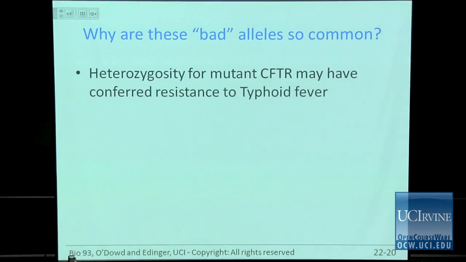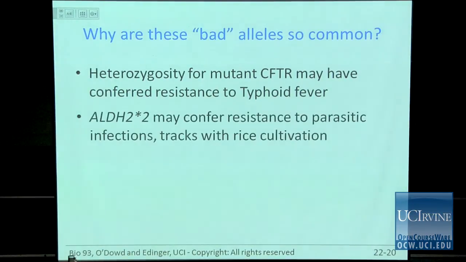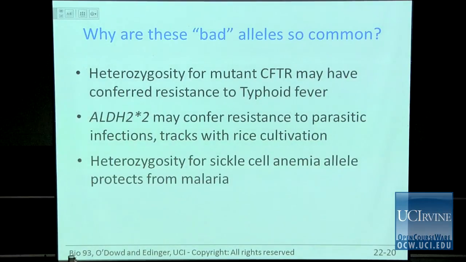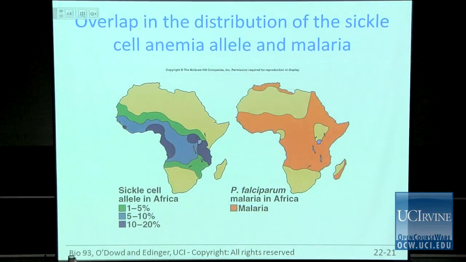So why are bad, nasty alleles like this so common? That doesn't make much sense, right? What happened in natural selection? Well, it turns out that heterozygosity for CFTR mutations may have been helpful back when there was typhoid around. And this ALDH2*2 allele may help you be resistant to parasitic infections, the things that live in the water that rice grows in, because the allele maps with rice cultivation. Whereas the sickle cell anemia allele that we talked about, if you're heterozygous for that, it protects you from malaria. That's known. And if you look at the distribution of the sickle cell allele and malaria in Africa, you can see there's really good overlap, consistent with the idea that under certain conditions, these alleles are actually beneficial.